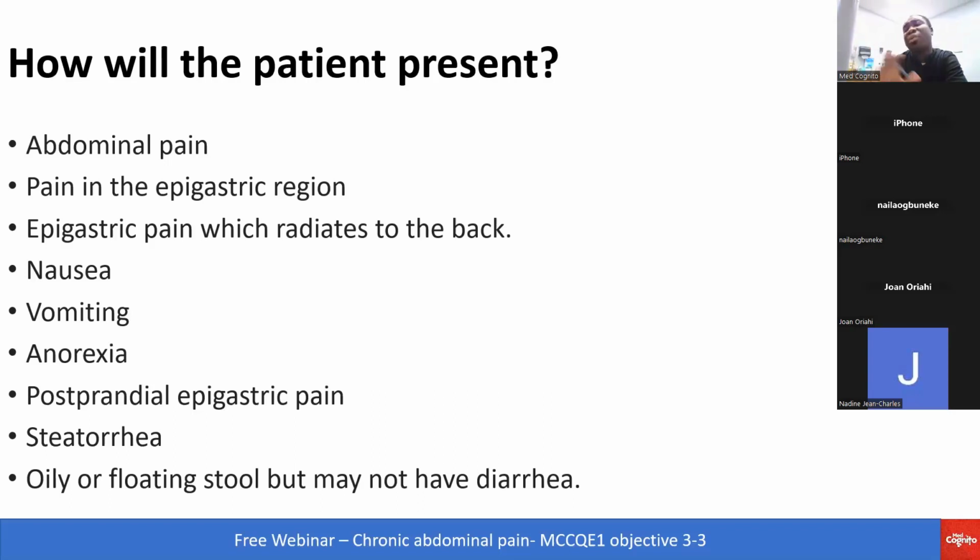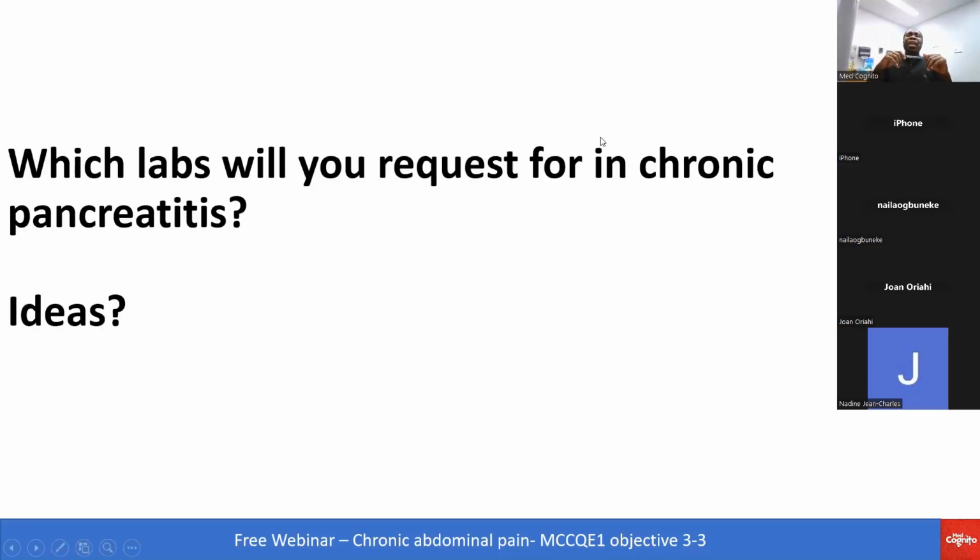If you just have somebody with postprandial epigastric pain, you can't use that alone to differentiate between non-ulcer dyspepsia and chronic pancreatitis. But as soon as you start getting things like, oh, the stools are greasy, they float on the water closet, then it starts getting into your mind that this could be a case of chronic pancreatitis. Now, if a patient has chronic pancreatitis, what labs will you request? Serum amylase, lipase. Okay, so if you request serum amylase and lipase, what are you going to see? No, they are usually normal.